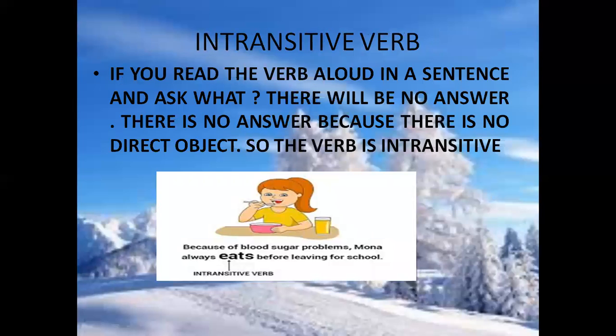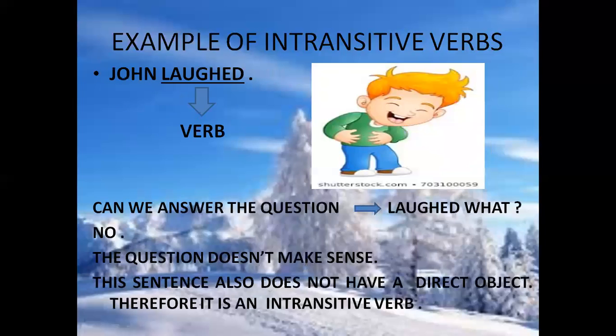Suppose if you read the verb aloud in a sentence and ask what, there will be no answer. There is no answer because there is no direct object. So the verb is intransitive. John laughed. Laughed is the verb. Can we answer the question laughed what? No, the question doesn't make sense. This sentence also does not have a direct object. Therefore, it is an intransitive verb.